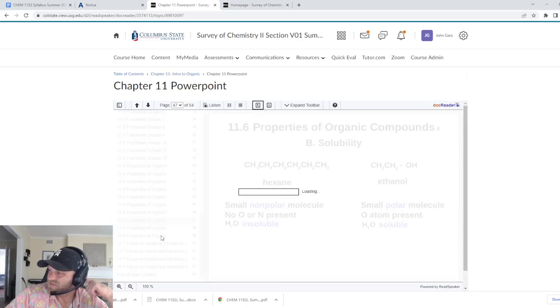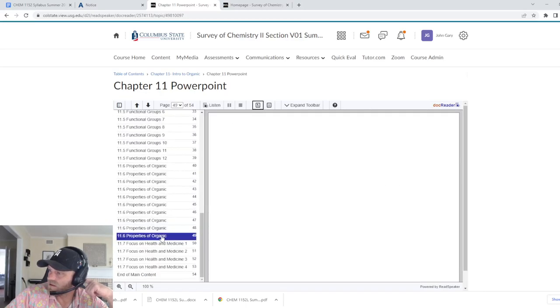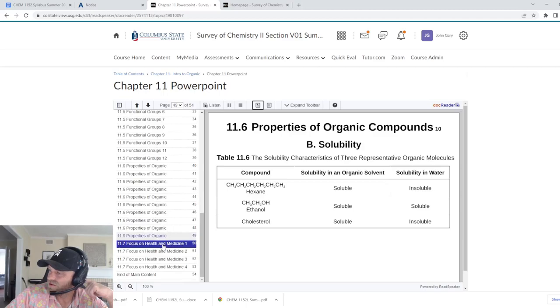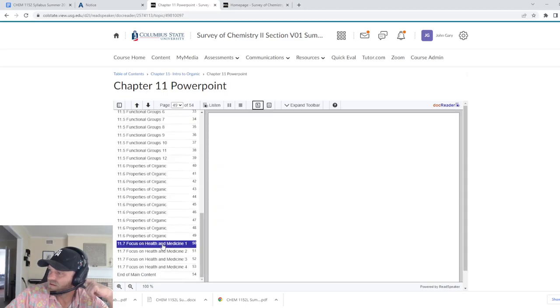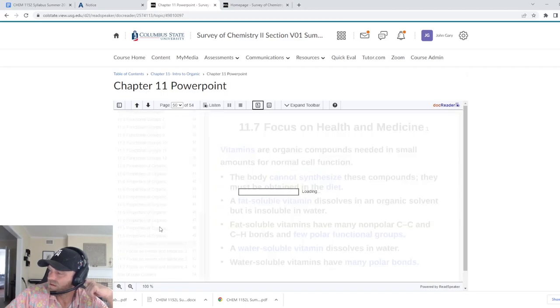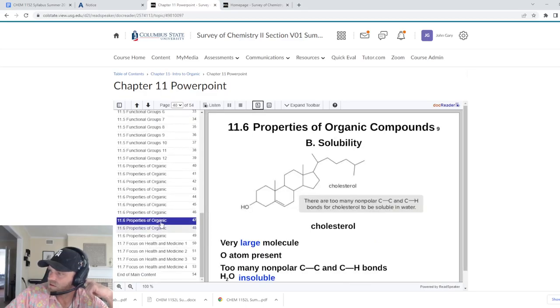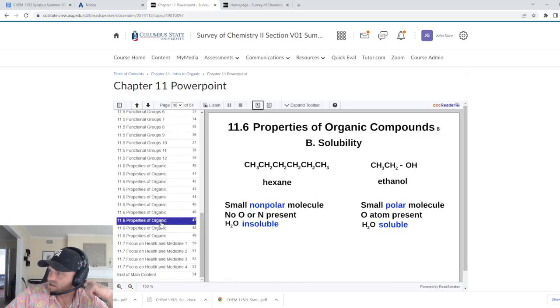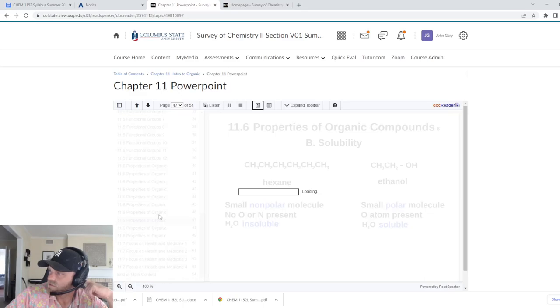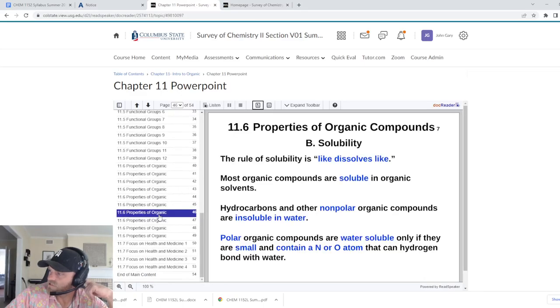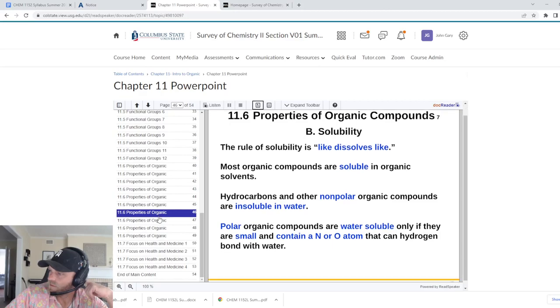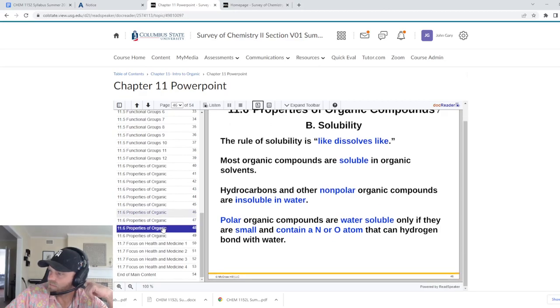And I think the rest of this is just a focus on health. So I'm going to skip that. Now, it didn't mention the naming aspect of it. I guess they're going to wait till we get to chapter 12. But I do think that you'll name some molecules in chapter 11, Alex.